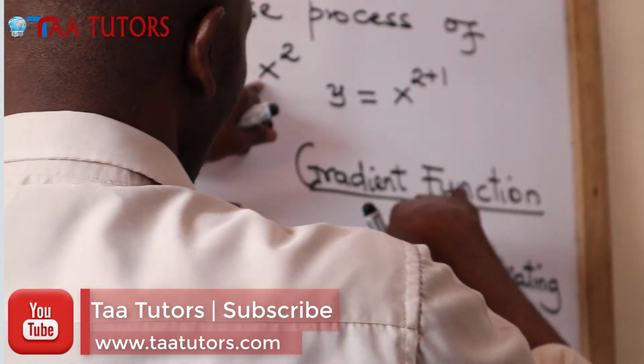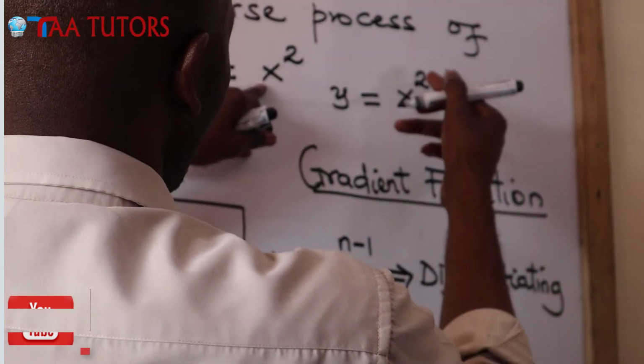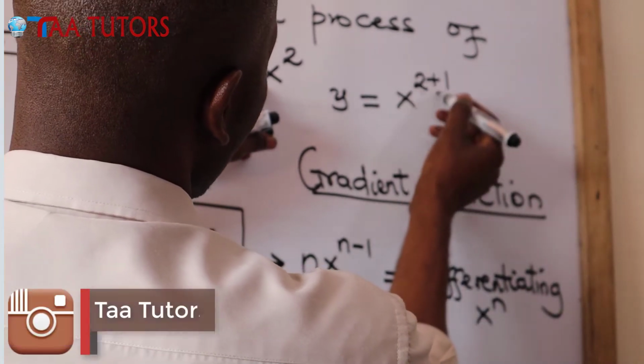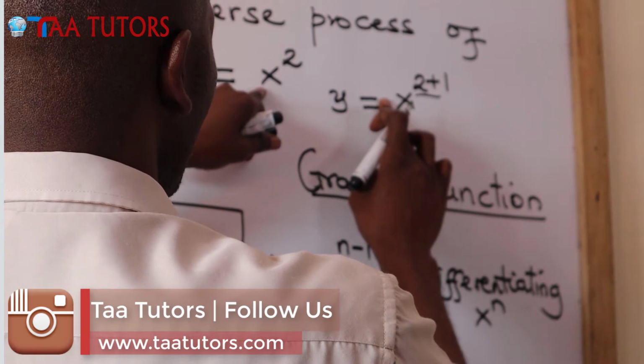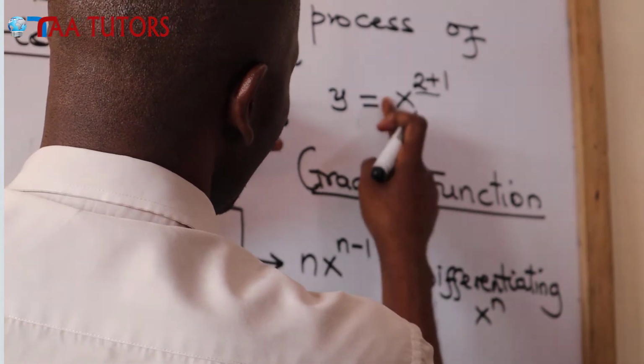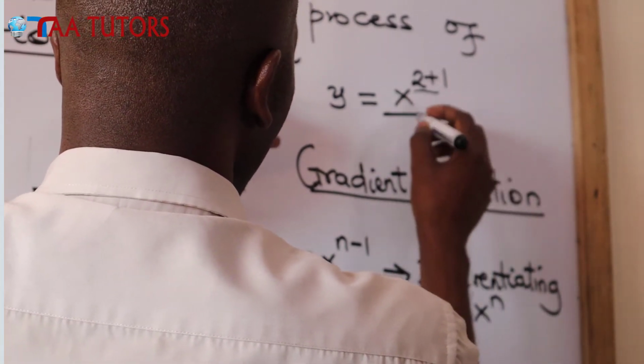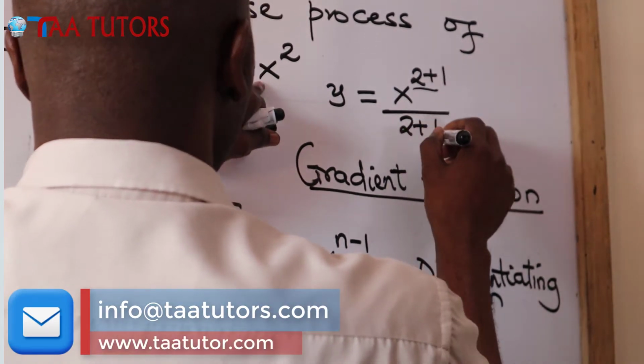After we add that 1, we know that this power was multiplied here initially. The reverse of multiplication is division. So we are now going to divide by the new power, which is 2 plus 1.